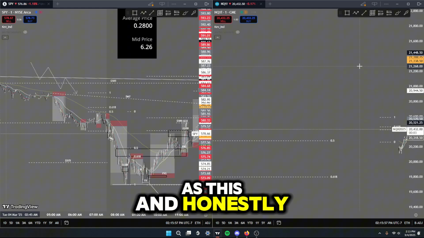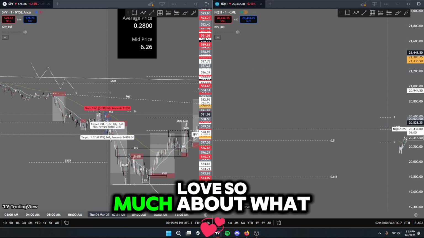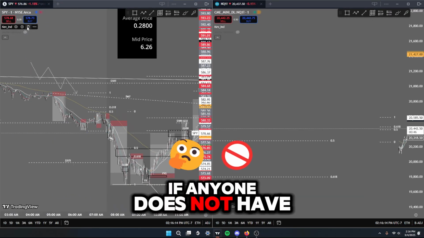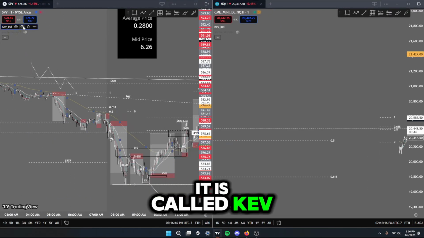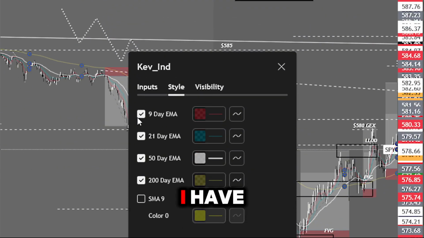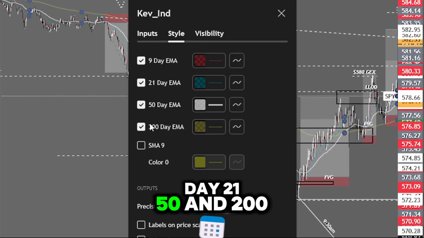And honestly, this is what I love so much about these little EMAs. They are just golden. If anyone does not have the indicator, it is called Kev_IND. Search it up. This is the style that I have it in. This is my 9-day, 21, 50, and 200.